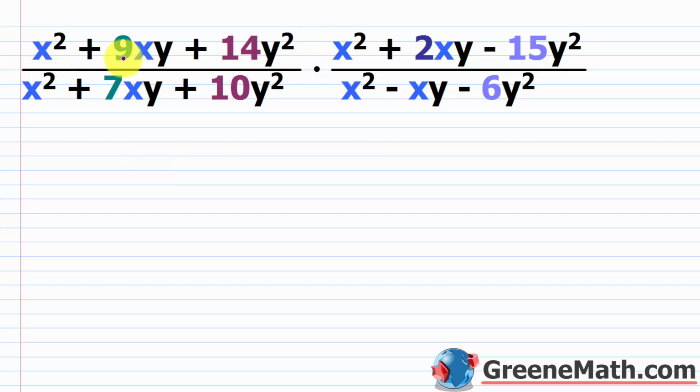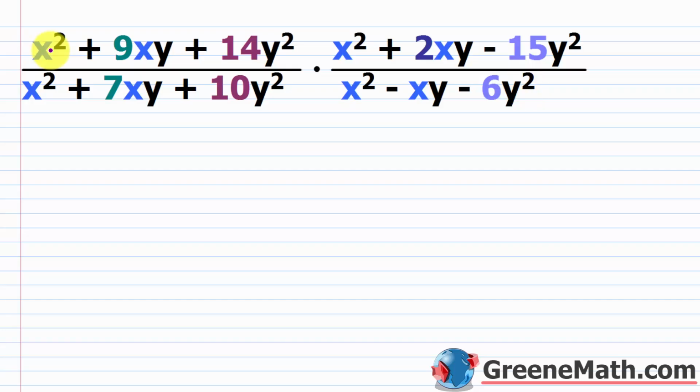So we have x squared plus 9xy plus 14y squared over x squared plus 7xy plus 10y squared. This is now multiplied by x squared plus 2xy minus 15y squared over x squared minus xy minus 6y squared. Okay, so again, the first thing you want to do is factor everything and just try to cancel as much as you can. And if you have to, you're going to multiply.